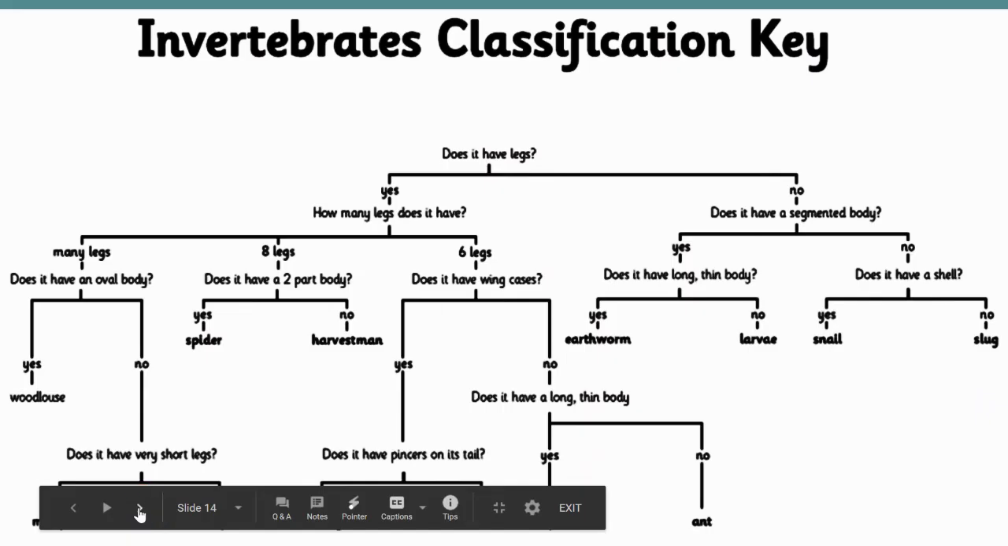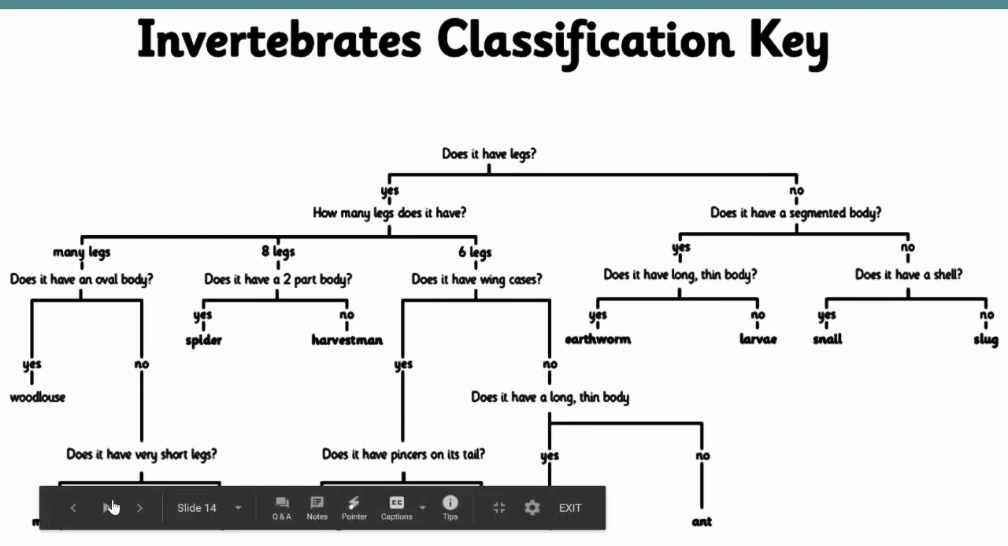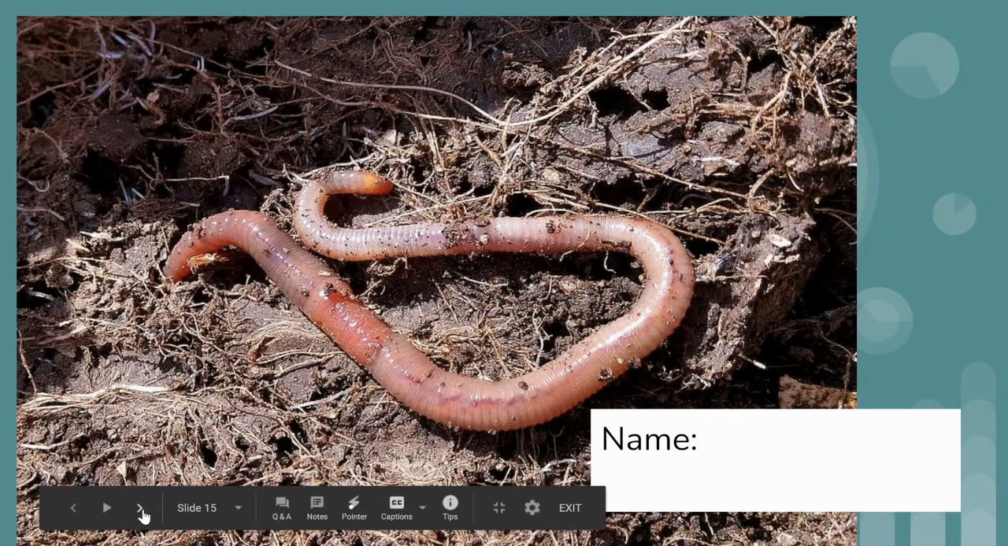So if we take a look again, we say, does it have legs? Yes. How many legs does it have? 6 legs. Does it have wing cases? No. Does it have a long, thin body? No, it did not. It was an ant. Do you see how I'm doing this?